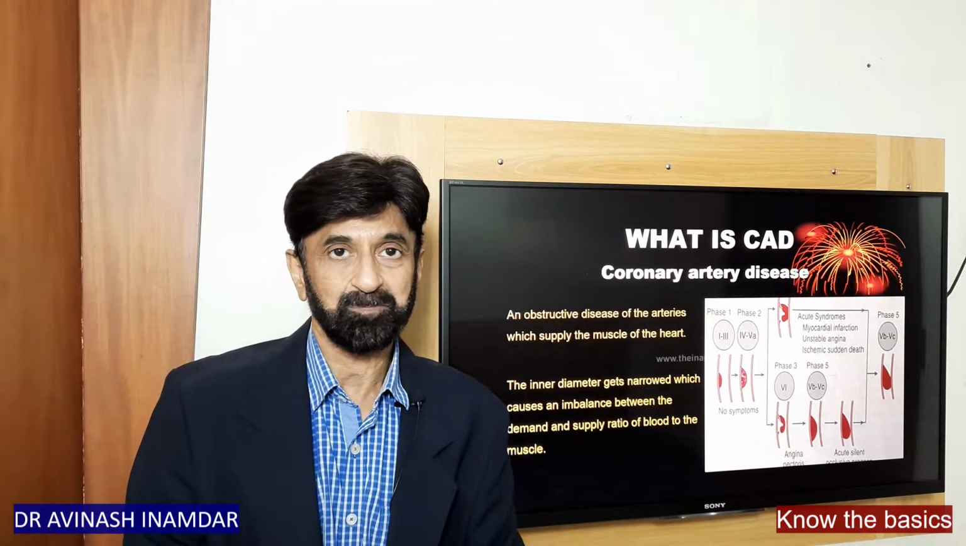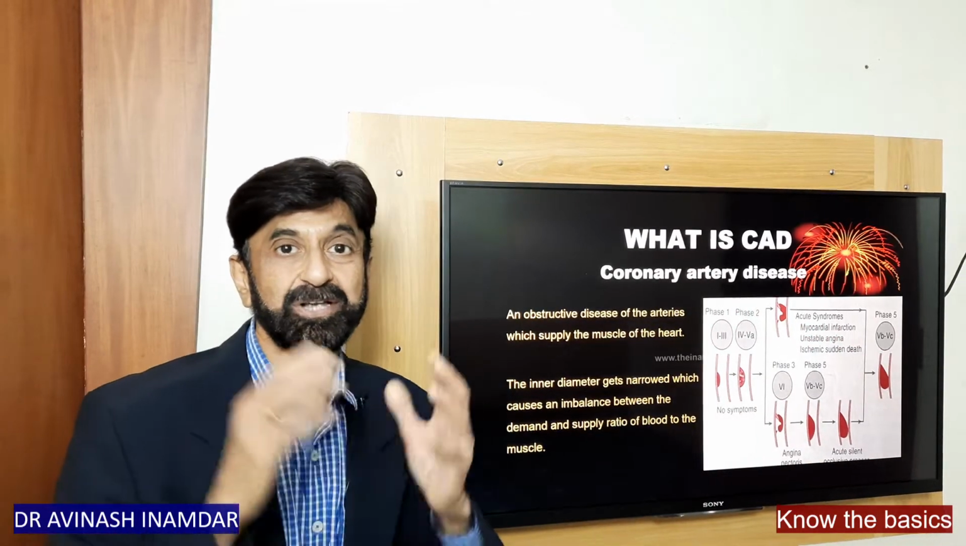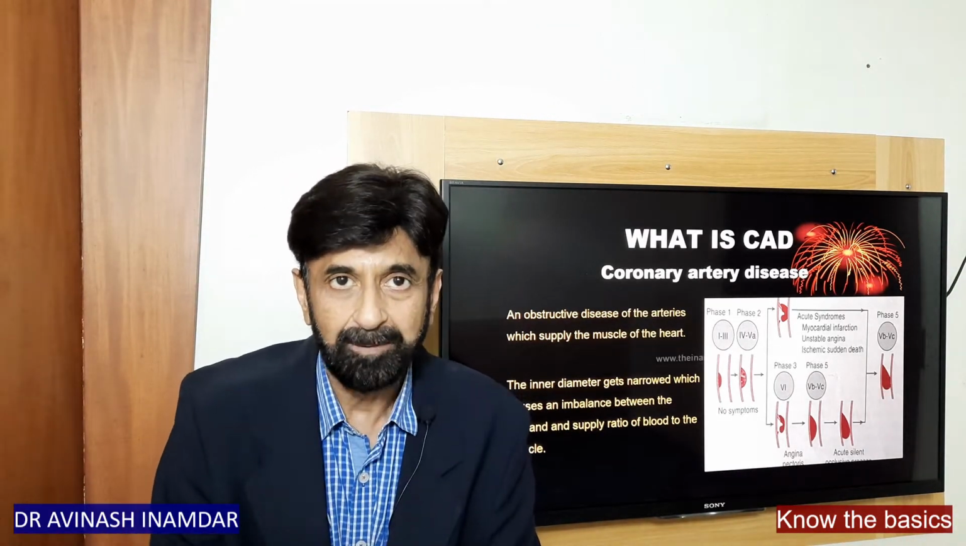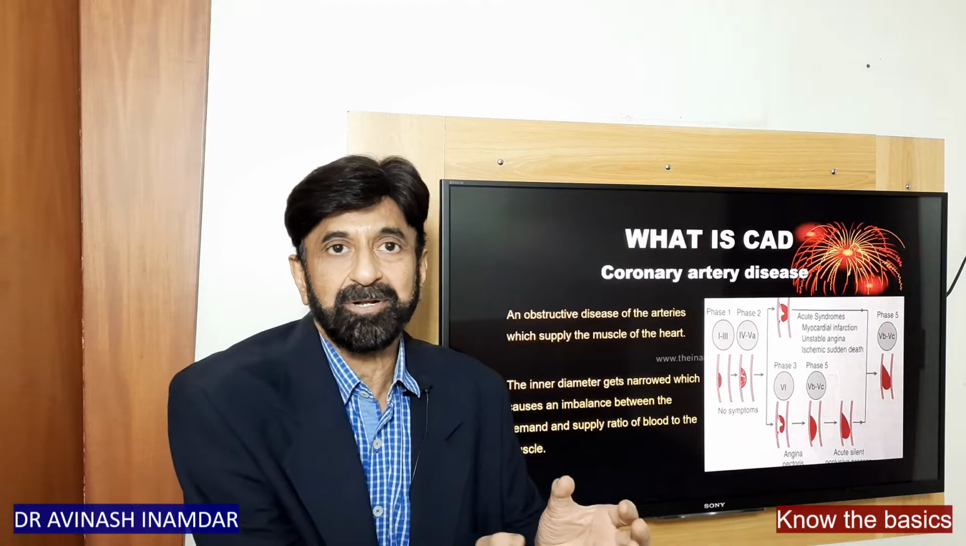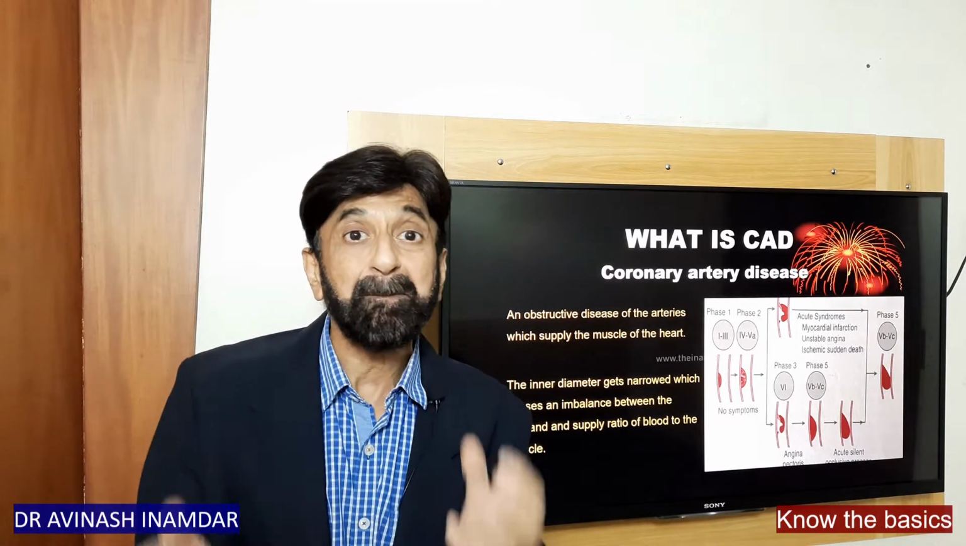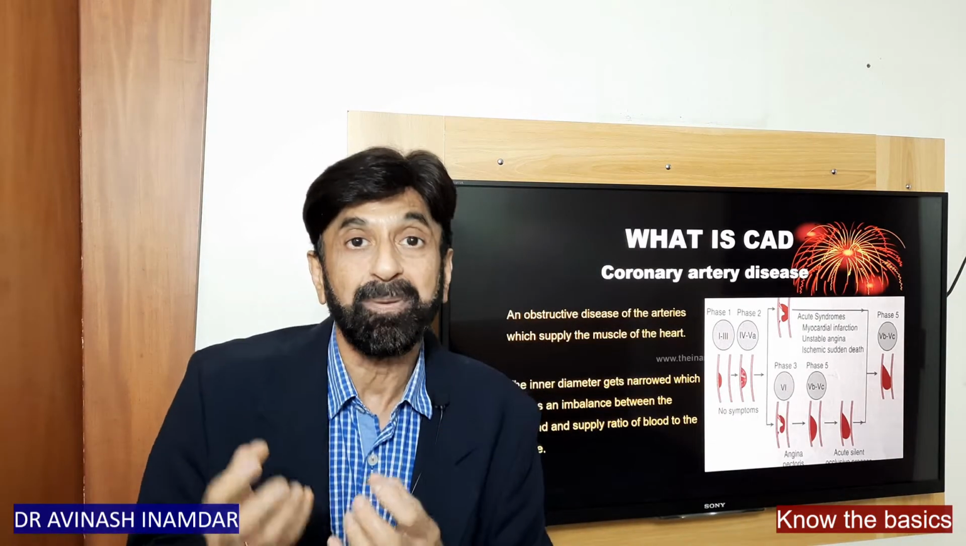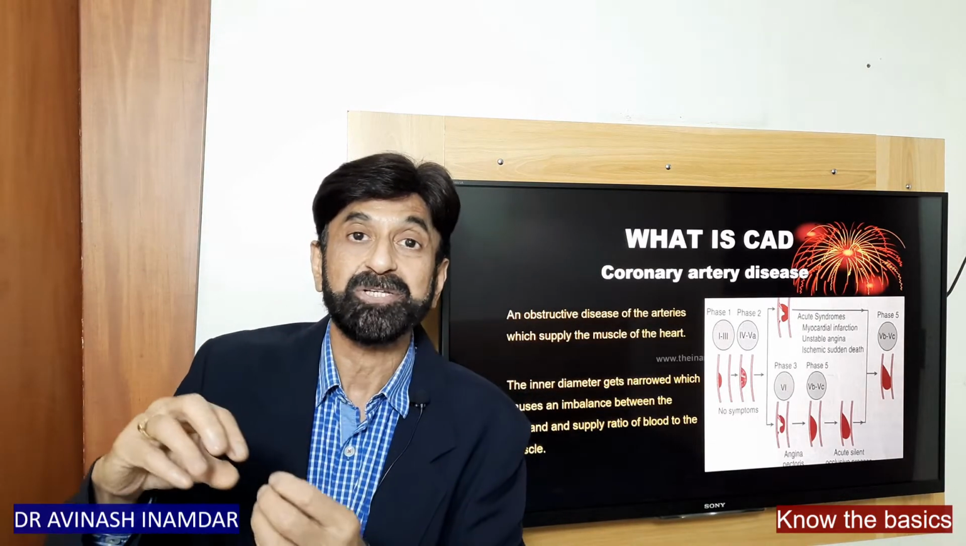in diameter. So coronary artery disease is an obstructive disease of the artery which supplies the muscle of the heart. The inner diameter gets narrowed, causing a complete imbalance between the demand and supply ratio of the blood supply of the heart.